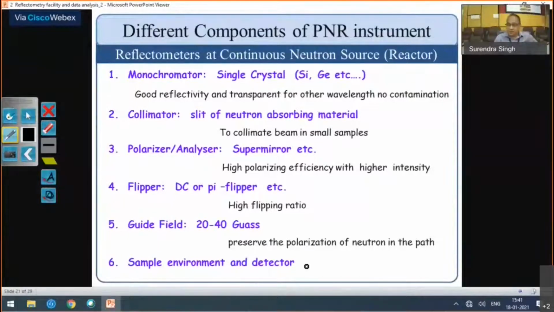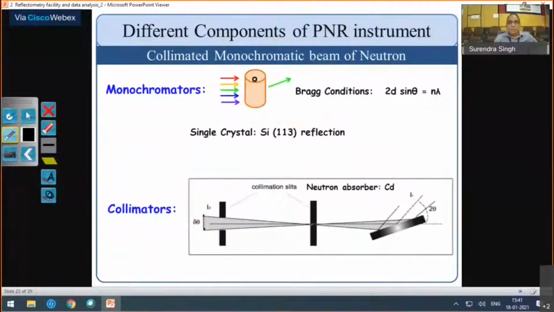Okay, and then sample environment, detector. So this is a typical instrument component. Crystal over here like this. Different neutron beams of different wavelength are falling on this, and using the Bragg law, 2d sin theta equal to n lambda, we get a particular wavelength at a particular angle of scattering. That is the simple way of getting one wavelength from the white beam of the neutron.